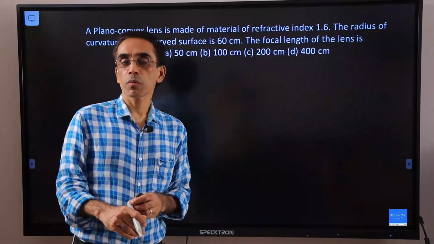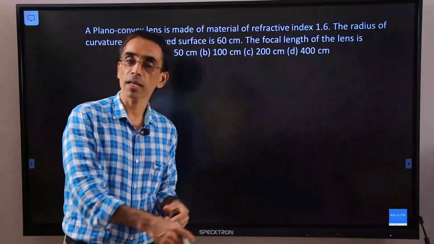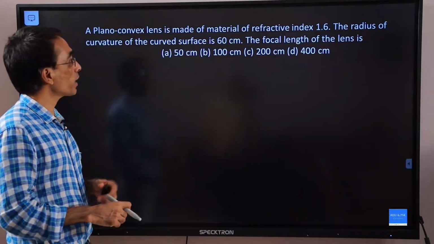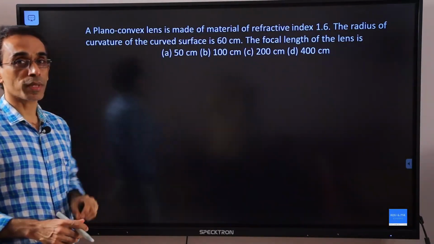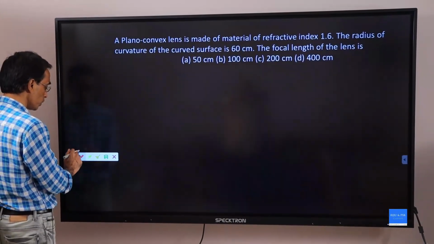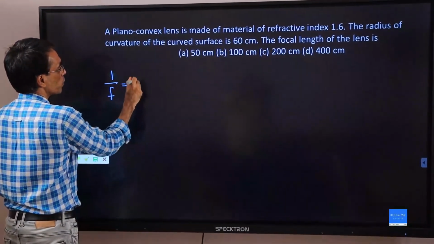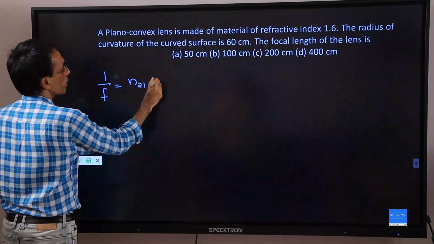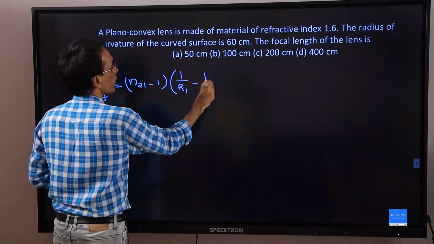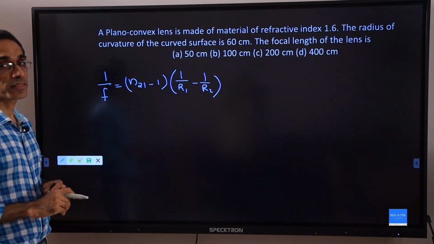We will be doing more questions about lenses and all after a few more theory classes, but since we have done Lensmaker's equation, I will do one question on Lensmaker's equation. And what was Lensmaker's equation? It is an equation which gives you the focal length of a lens, and that was 1 by f equal to (n21 minus 1) into (1 by r1 minus 1 by r2) with the Cartesian sign convention.